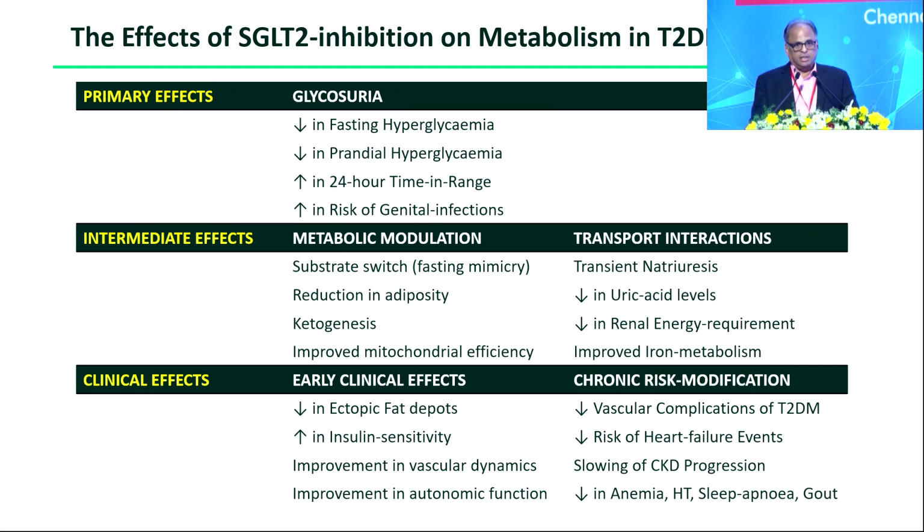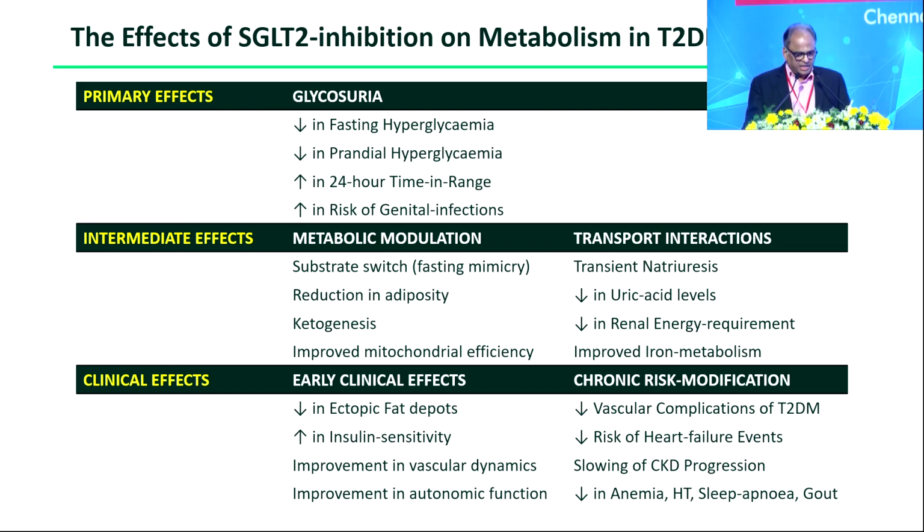So the adipose tissue will be broken down to free fatty acids, which will be used as fuel, and the liver will produce hepatic glucose output and so on. So there is a reduction in adiposity. Naturally, when free fatty acids are used, ketogenesis can happen, which is very, very mild. Don't think it is going to cause diabetic ketosis, except in type 1 diabetics or insulin-dependent type 2 diabetics. Improved myocardial efficiency will happen, and it also decreases uric acid levels, decreases the renal energy requirement, and improves iron metabolism as well.